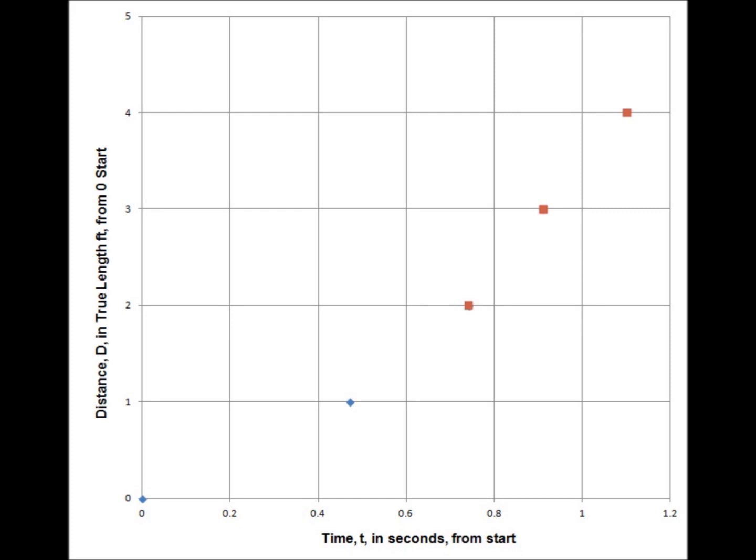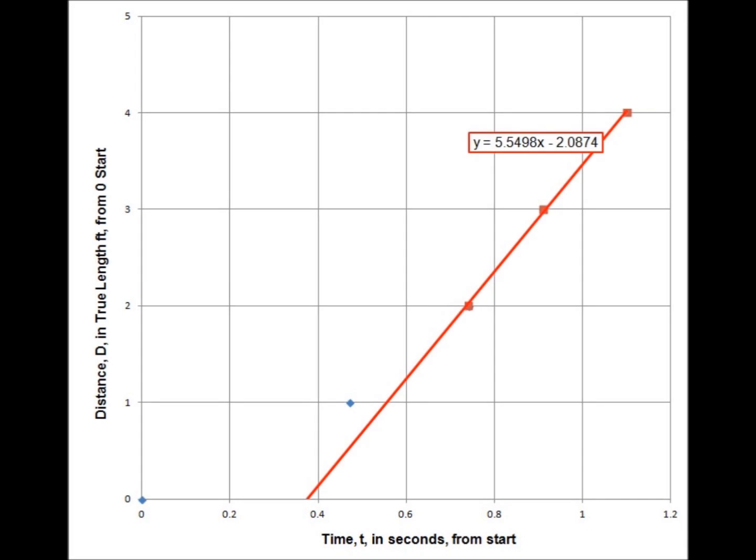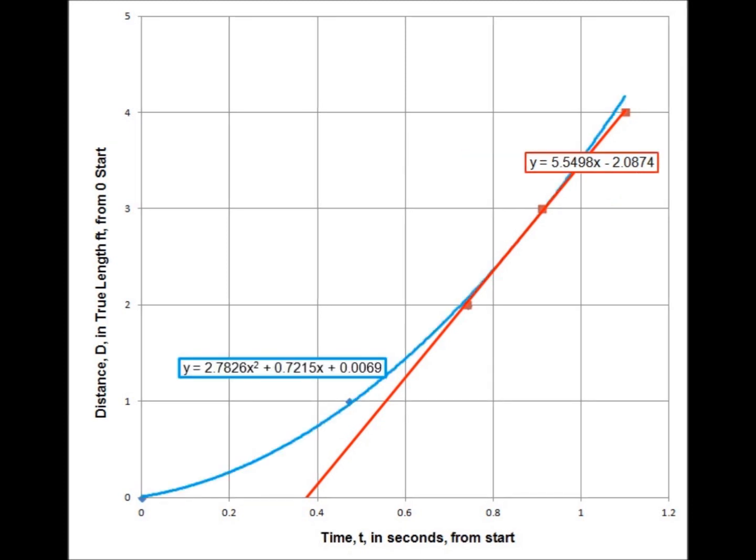After a time of 0.91 seconds, or about 1 second, and a distance of 2 feet, it would appear that the distance increases linearly as a function of time. And the slope of the line, that is the distance on the y-axis as a function of time on the x-axis, is 5.55 feet per second. That's the speed of the RC car after it has accelerated up to full speed.